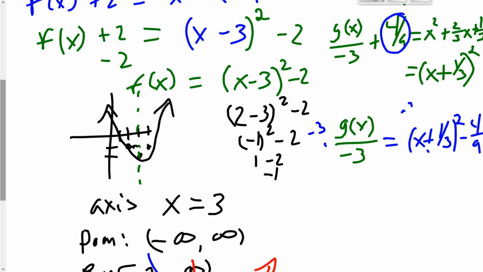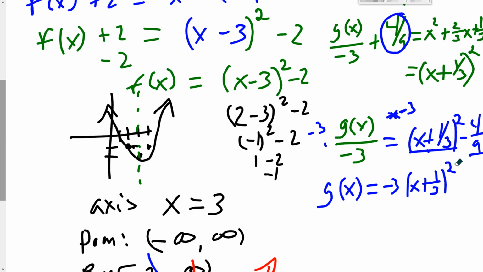And when I multiply this right side by negative 3, we're going to multiply this binomial and this one. So we just get g of x is equal to negative 3 with the quantity x plus 1/3 quantity squared. And this negative 3 is going to cancel with this negative 9, and it's going to become a positive, and then we're going to get 4 over 3. And so there is our quadratic equation there.